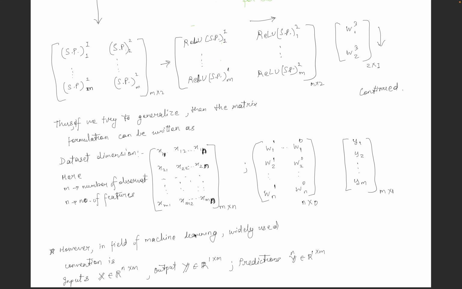However, remember one thing, this is the convention used by us. In the field of machine learning, the widely used convention is that the inputs are not passed as m by n, but rather as n by m dimension. That means the transpose of this. That means you have to take the transpose of all the matrices and the answer will still be consistent, but it's up to you. You can either use this convention or that convention.